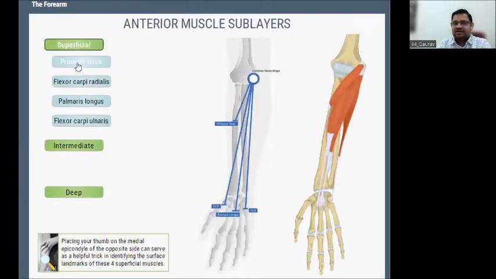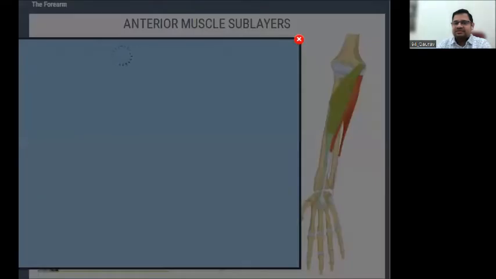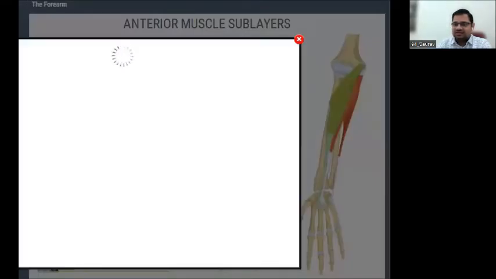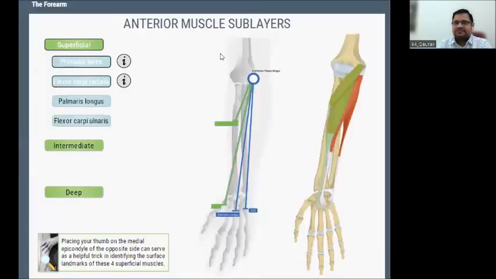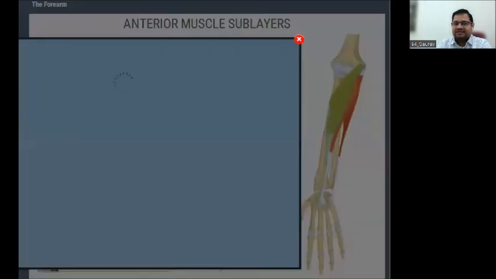Now superficial, you can see one by one. Pronator teres, flexor carpi radialis. Pronator teres is just like a triangular, or diagonal, type of thing, originating from the medial epicondyle of the humerus and coronoid process of ulna. Insertion will be on the lateral radius, median nerve, and action will be pronation only. You can see in the dissected model how the pronator teres is present. Next one is flexor carpi radialis.